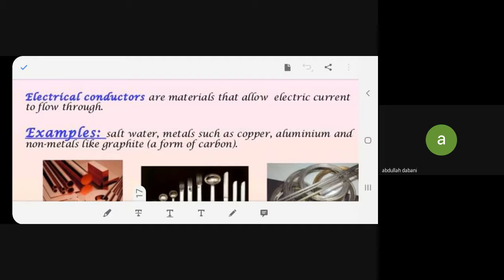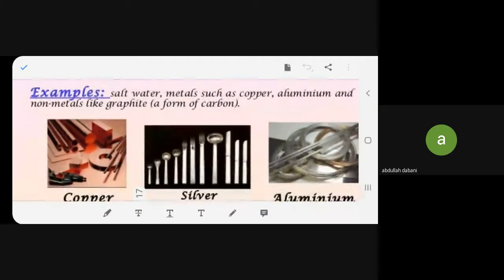We have salt water. I just told you that if you dissolve salt in potable water, it becomes a salt water solution. It is an electric conductor. Then we have metals, for example copper, aluminum, and we have non-metals also, like graphite, which is a type of carbon.